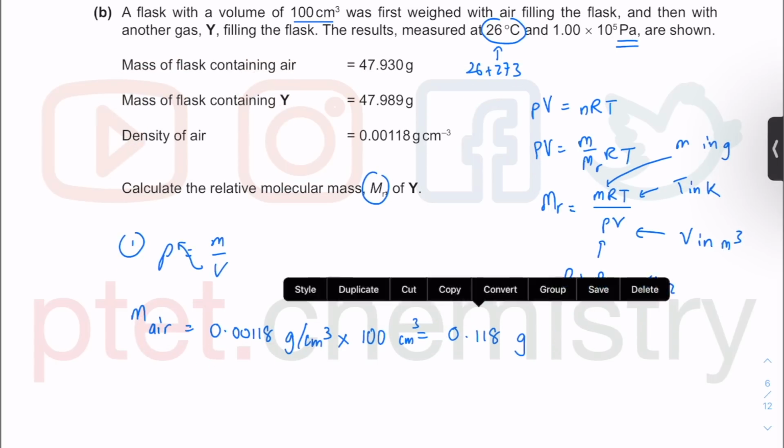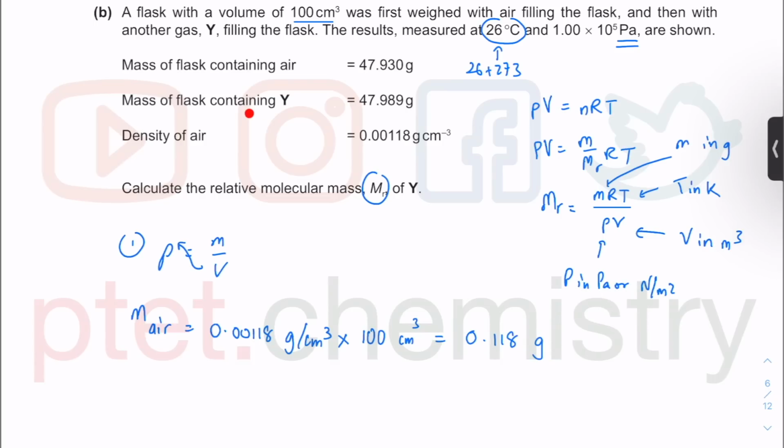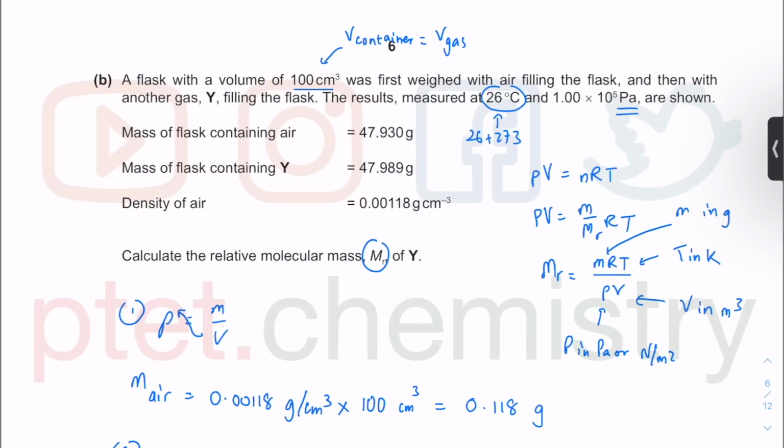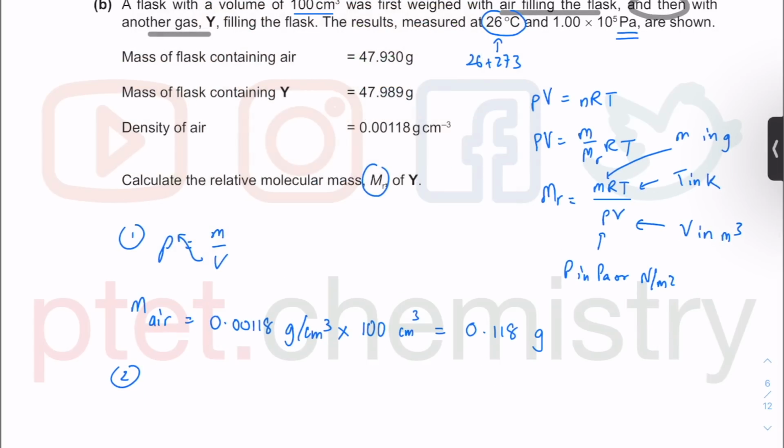In terms of what happened next, you need to take away the mass of air from the mass of the flask, because the mass of the flask containing Y is going to contain the air as well. So what's going to happen is, no, cannot be. If you read the question, first of all, you fill it with air, and then you fill it with another gas Y. So I need to find what is the mass of the flask first, because I know the mass of air already. I need to find the mass of flask. So the mass of flask is going to be the difference. The mass of flask is going to be number 1 minus this thing here.